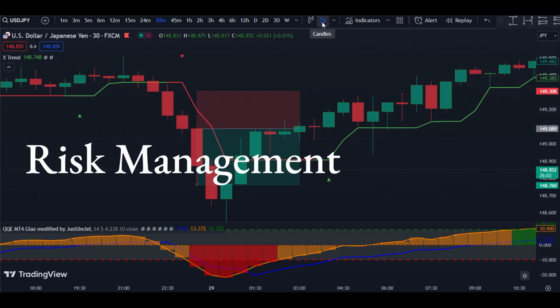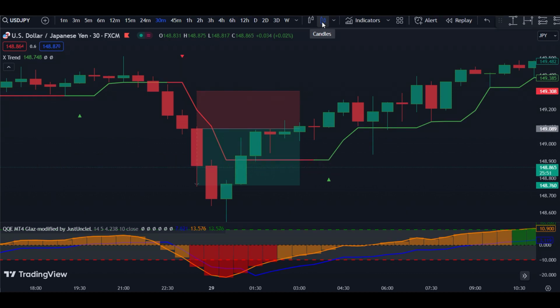Also, never risk more than 1 to 3% on each one of these trades. For the higher probability setups, you can risk more in the trade because there's a greater likelihood of the trade winning.